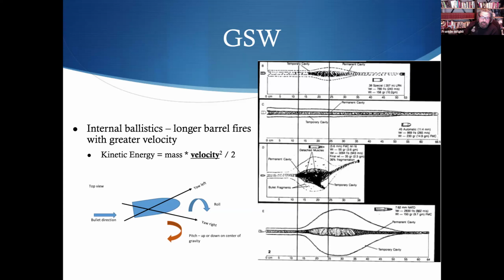Even if the bullet is not bigger, I mean, the 5.56 round or 5.6 millimeter round is barely bigger in diameter than a .22 caliber bullet. It's a little bit longer, weighs a little bit more, but it comes out at such a high velocity that it creates an incredible amount of tissue damage.